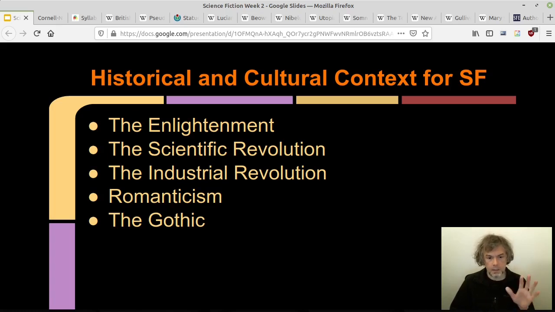Now, the second big historical event that comes out of the Enlightenment that needed to take place for there to be science fiction is the scientific revolution. So the scientific revolution began with the work of Copernicus. Copernicus, and he lived from 1473 to 1543. And he argued for a heliocentric universe, meaning that the universe was sun-centered.